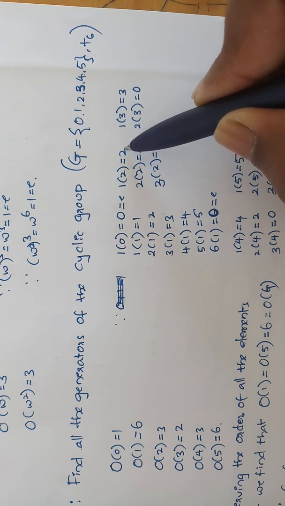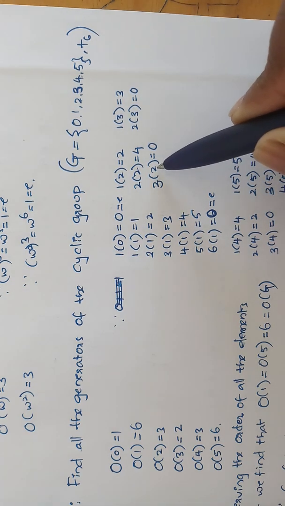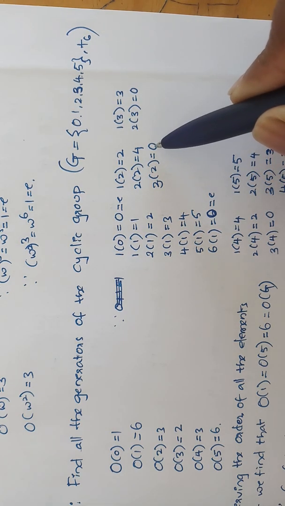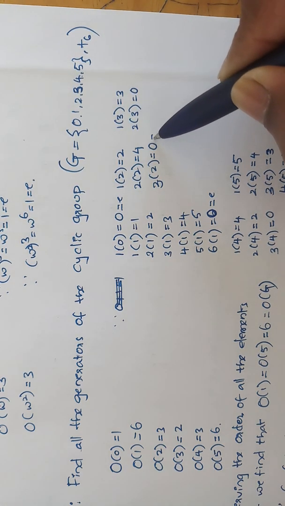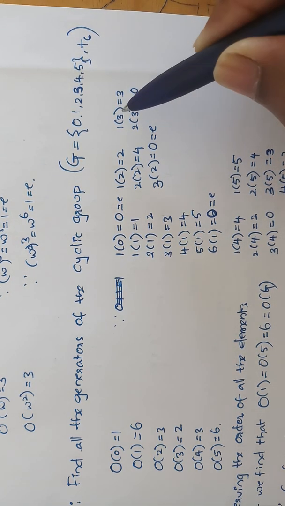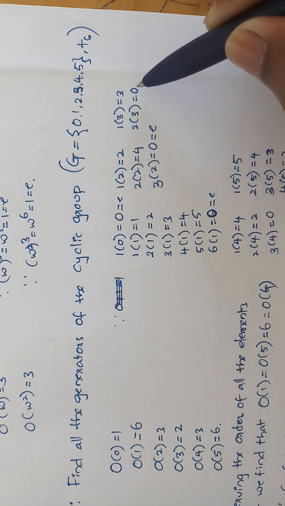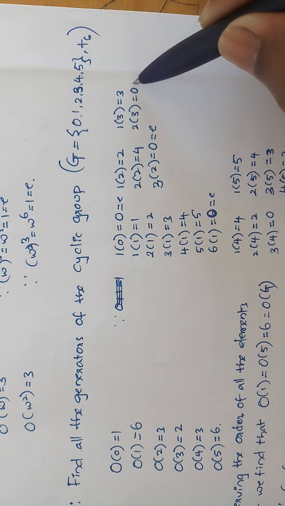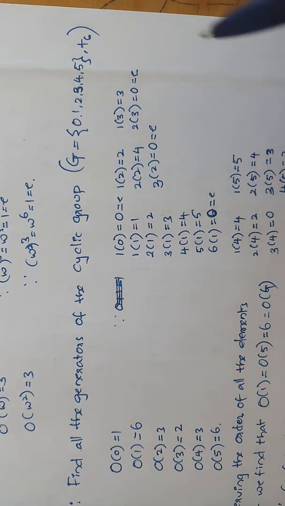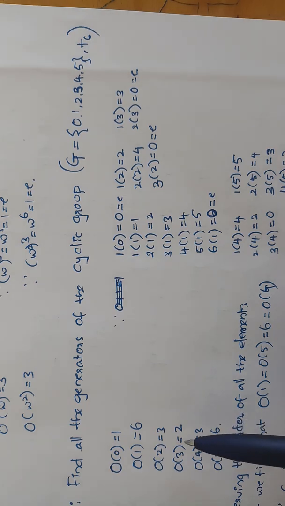If you add 2 one time, you get 2. If you add 2 two times, you get 4. If you add 2 three times, you get 6, and dividing 6 by 6, the remainder is 0, the identity element. Therefore the order of 2 is 3. If you add 3 one time, you get 3. If you add 3 two times, you get 6, and the remainder is 0, the identity element. Therefore the order of 3 is 2.